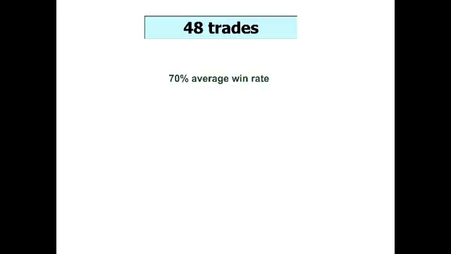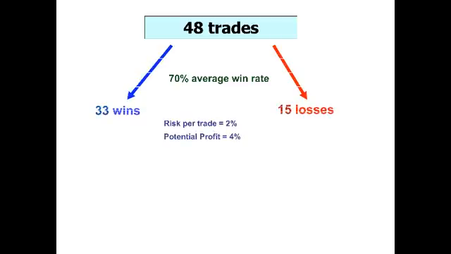Now, let's assume that you have a win rate of 70%. In other words, out of 10 stocks you buy, 7 you win and 3 you lose. So statistically, you see that you have 33 winning trades and 15 losing trades. Now, each time you lose 2%. Remember that? Because of our stop loss. We never lose more than 2%. So there'll be a total loss of 30% of our capital.